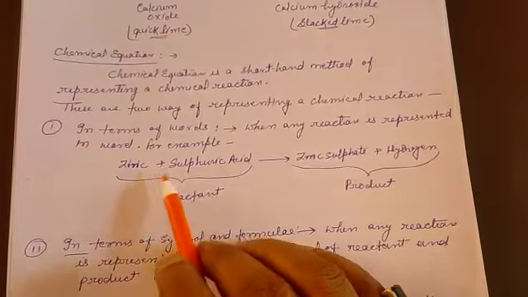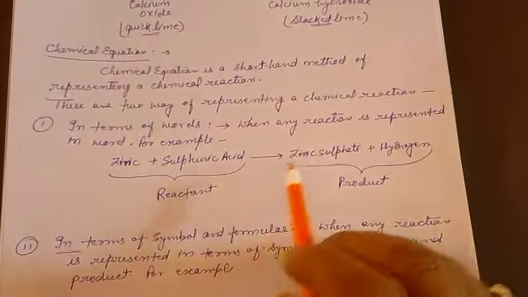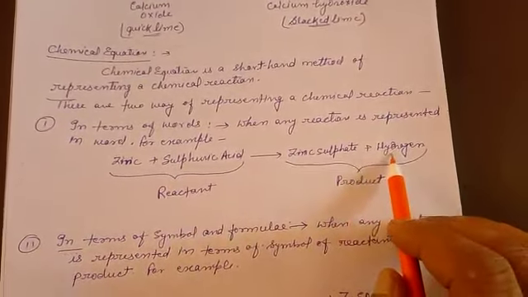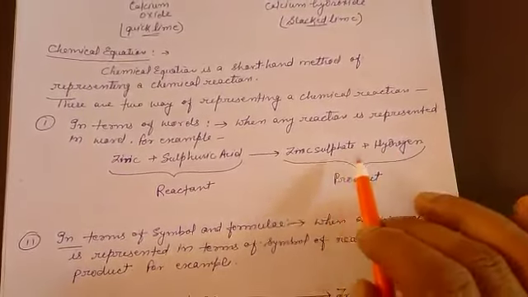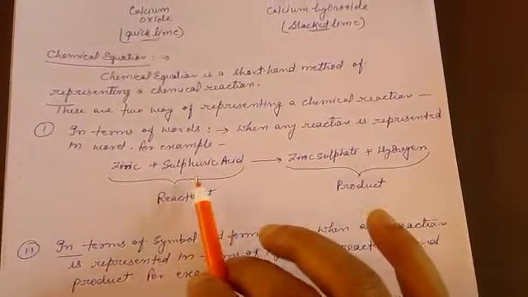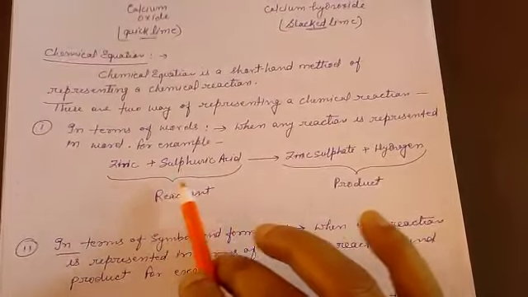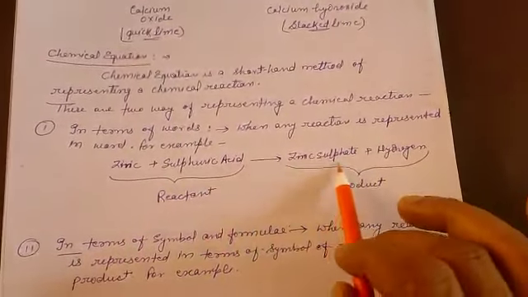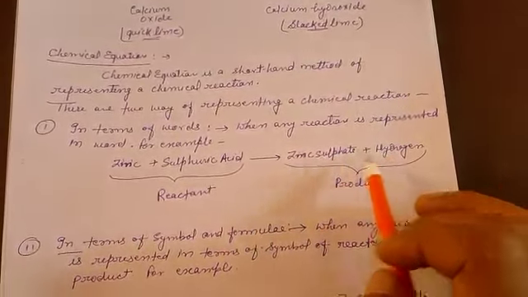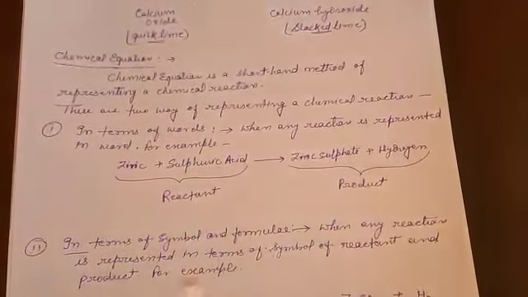And when this zinc reacts with the sulfuric acid, it gives you zinc sulfate and hydrogen. I have just mentioned the names of the compounds formed after the reaction between zinc and sulfuric acid, that is zinc sulfate and hydrogen gas. Right, this is the product and this is the reactant.